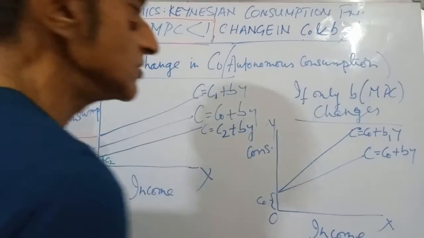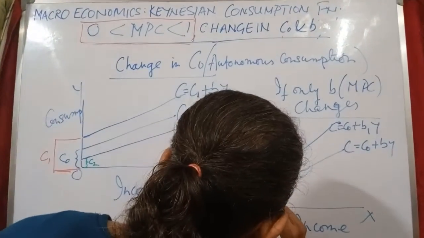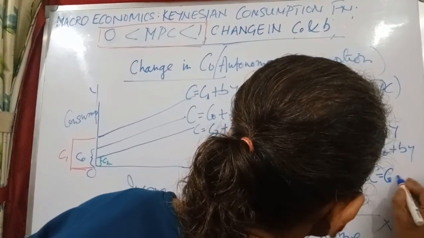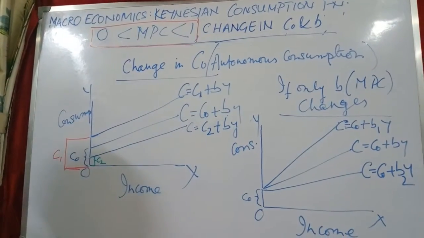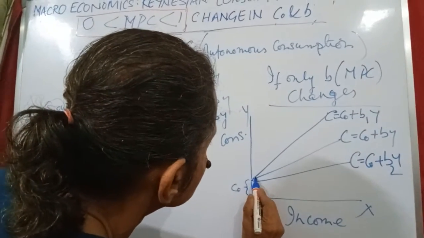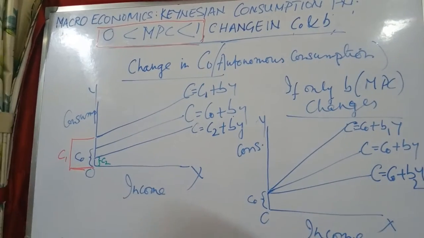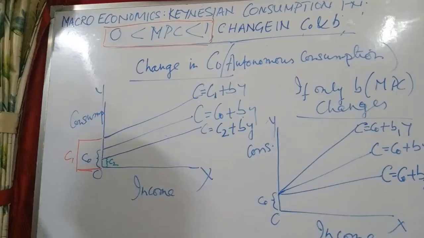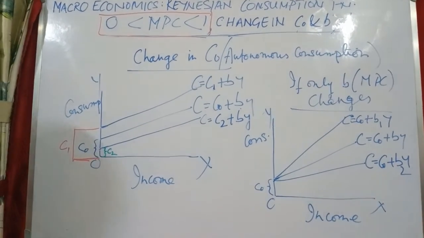And if MPC falls, B falls without any change in income and autonomous consumption, then the C function will be C equals C0 plus B2Y. Correct?